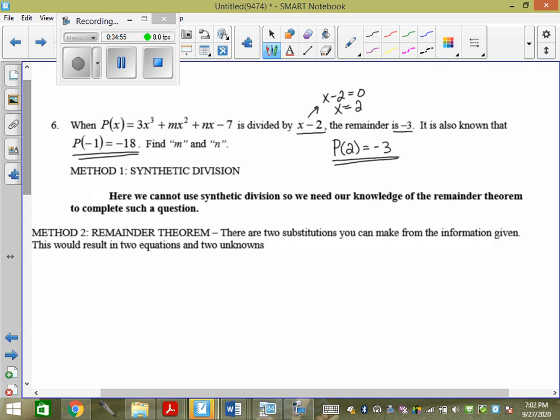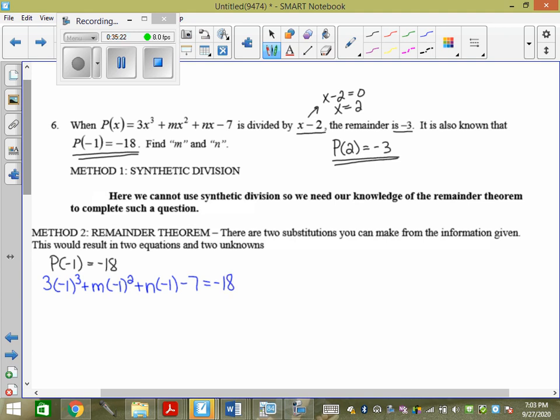So the first step is to plug those in each separately. So we're going to get p of negative 1 equals negative 18. So we're going to do that first. So we're going to go 3 times negative 1 cubed plus m times negative 1 squared plus n times negative 1 minus 7 equals negative 18. So I just plugged it in.